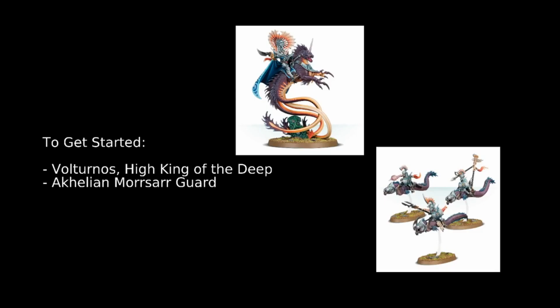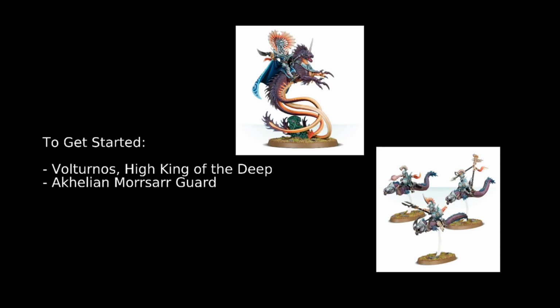And so, first of all, where to begin? Well, I really like Volturnus, High King of the Deep. For me, he fits narratively in everything you should be doing with this subfaction. He is the main character for the Idoneth Deepkin and leads the Ionrach, who are the most predominant faction of the Idoneth Deepkin in the current lore.